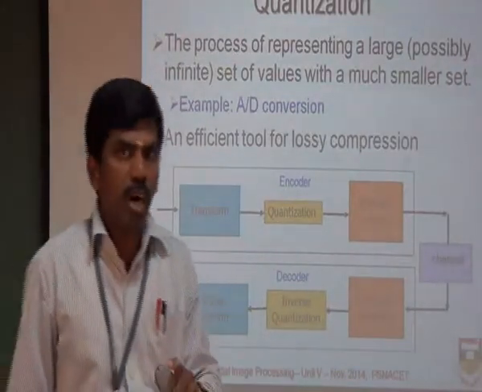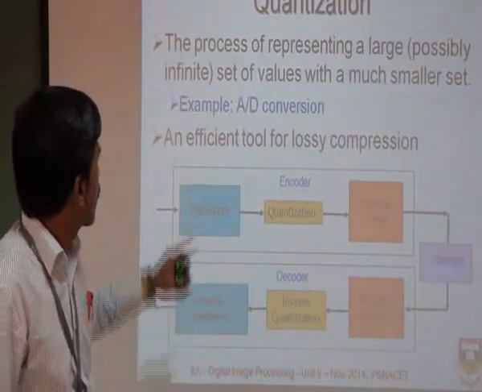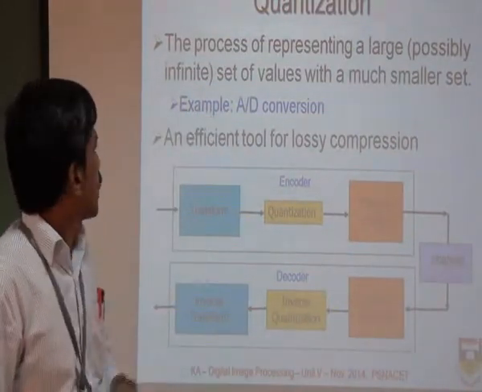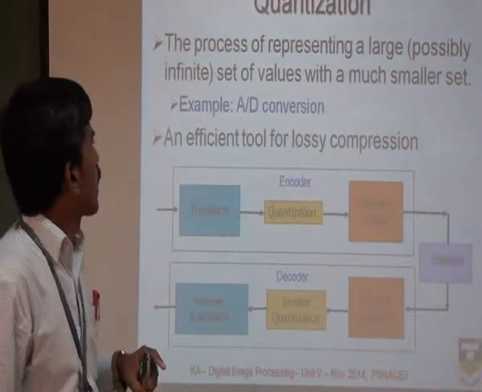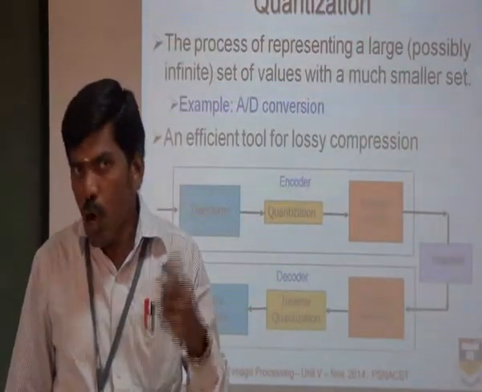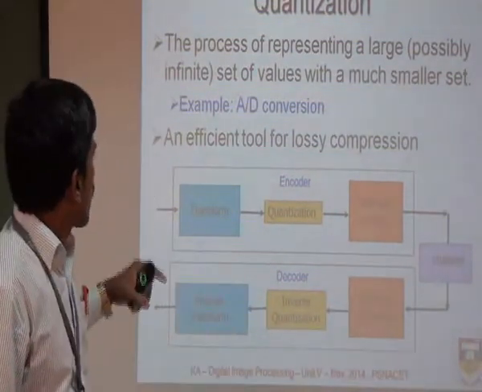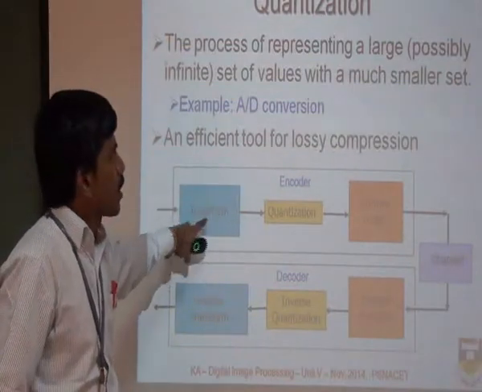So here the one important thing is quantization. What is it? Most of image compression. What is quantization? The process of representing a large set of values with a much smaller set. For example, ADC conversion is one kind of quantization. Most of your video and audio compression uses quantization. That is most of the MPEG compression. So what is the efficient tool? Most of them take lossy compression.